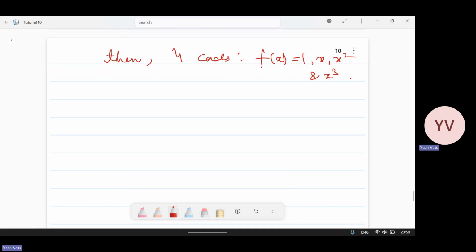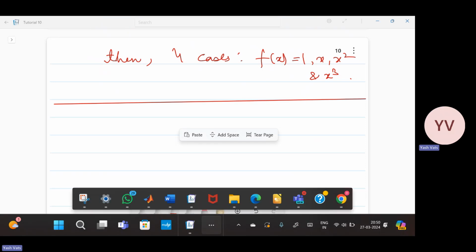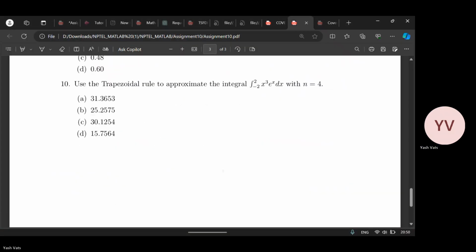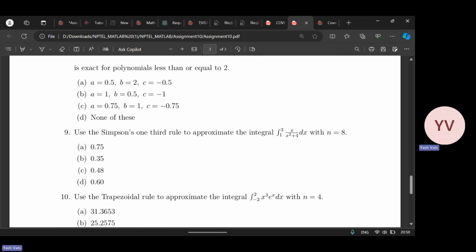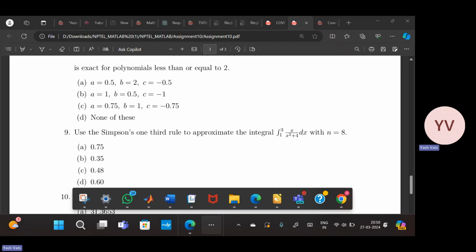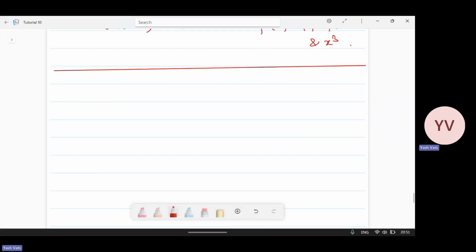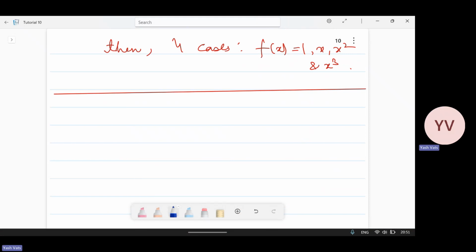Okay, so once you got this, let me discuss Simpson's 1/3 rule, and we have another question on the trapezoidal rule. What is Simpson's 1/3 rule and what is the trapezoidal rule for integration? I think you have learned this here in class. Let me discuss the trapezoidal rule first because it comes first.